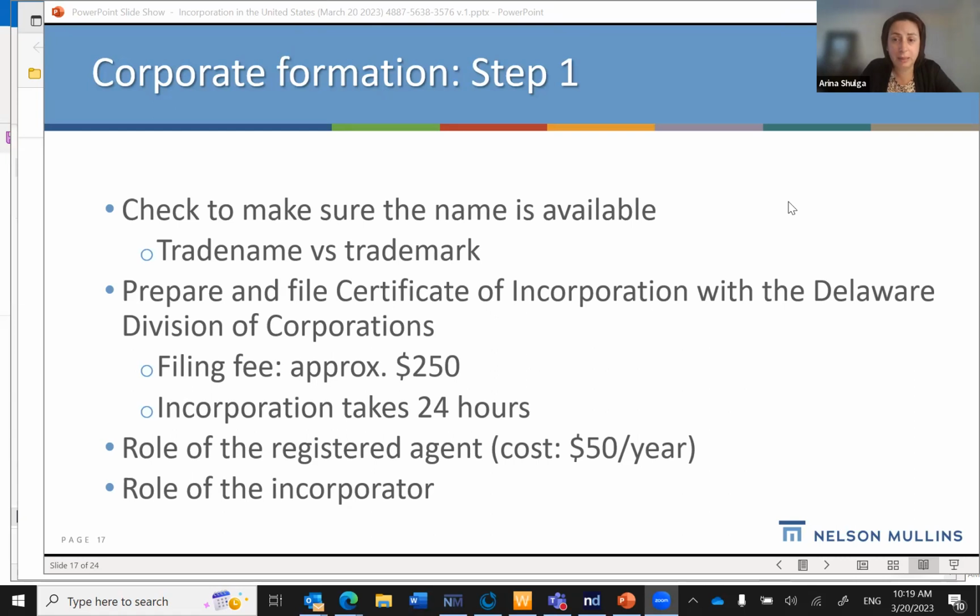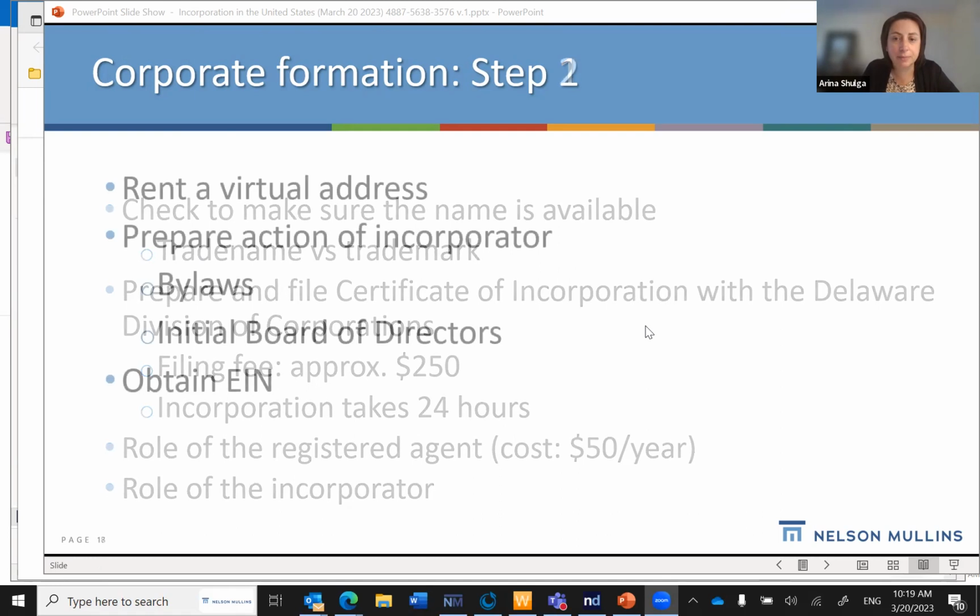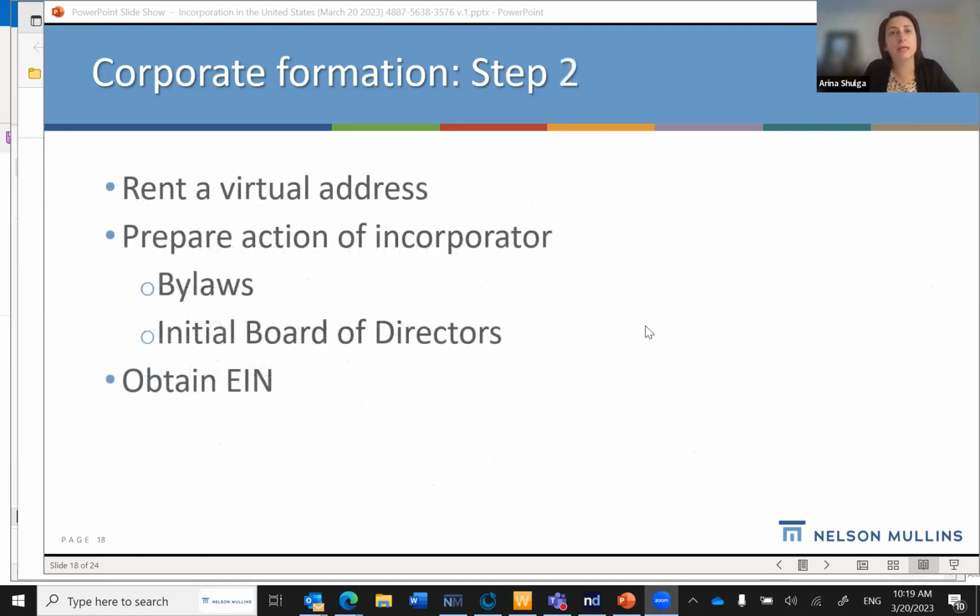Okay, so the incorporator signs the certificate of incorporation. The incorporator can be anyone over the age of 18, okay? Can be any individual. I often act as incorporator for my clients. So then what do you do? Get a virtual address, or if you've already relocated here, then get an office address. Then your incorporator prepares the bylaws and elects the initial board of directors, okay? A corporation must have a board of directors, and that's how you get it.